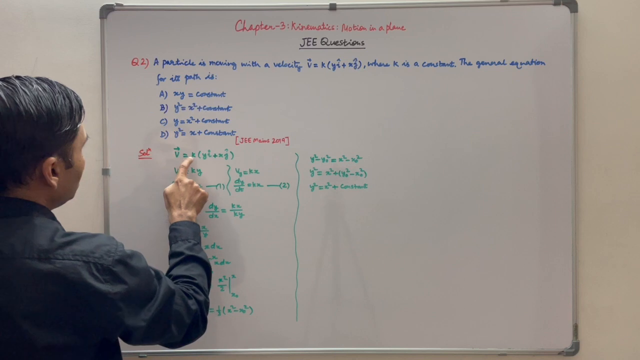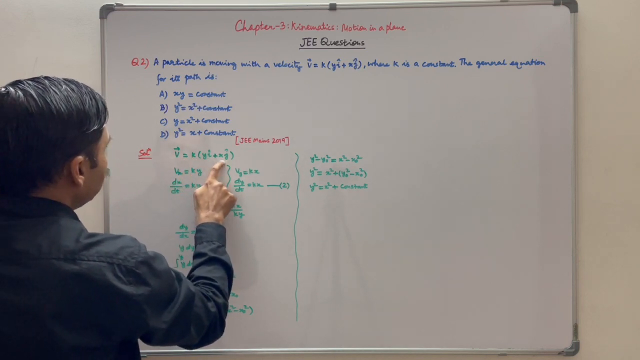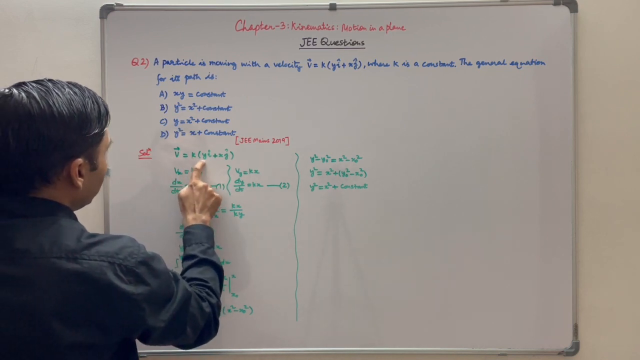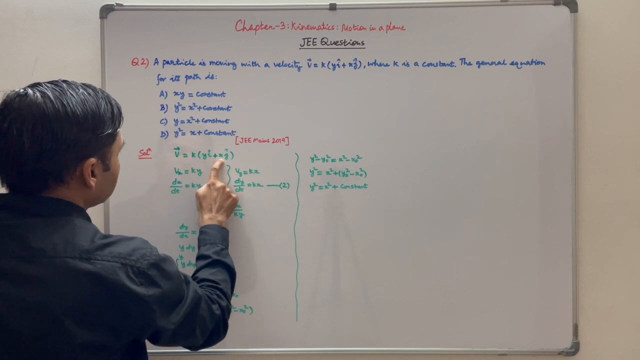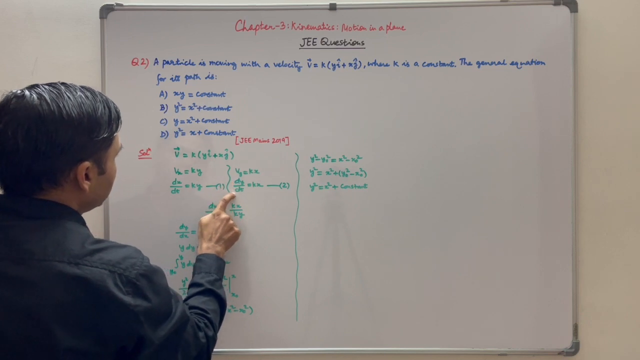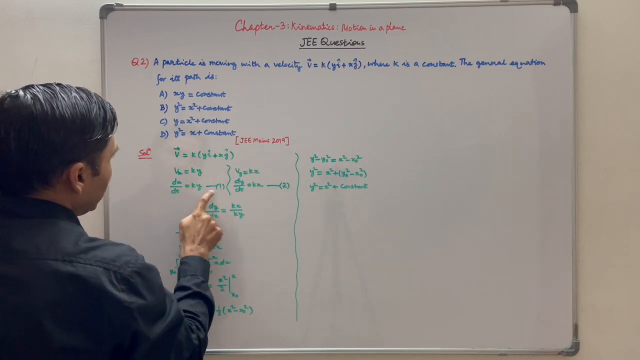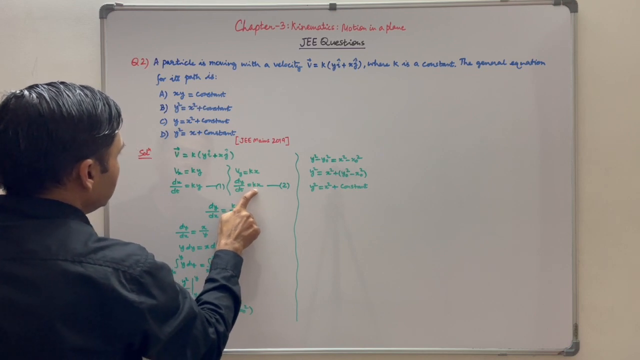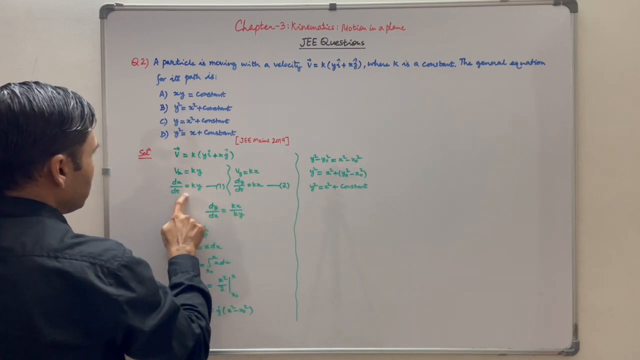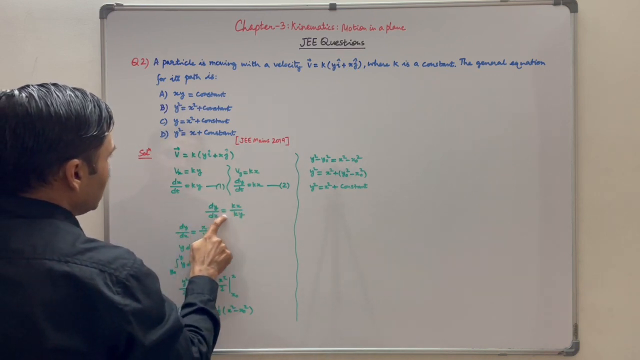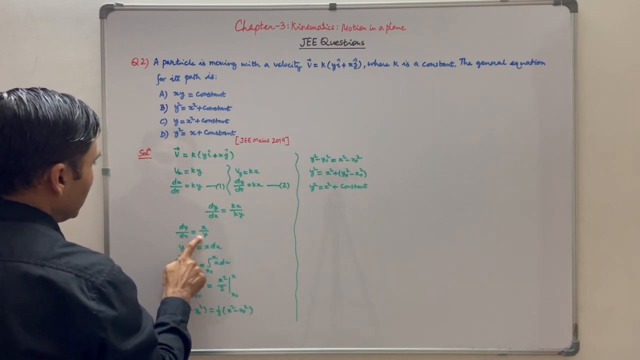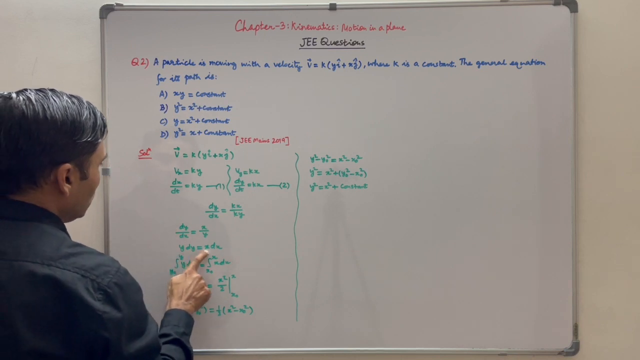Given that v is equal to k times (yi plus xj), it is made of two components, vx and vy. Vx is equal to ky and vy is equal to kx. Vx we can write as dx by dt and vy we can write as dy by dt. So dx by dt is equal to ky and dy by dt is equal to kx. This is our first equation, this is second equation. Now divide the second equation by the first equation, we get dy by dx equal to kx upon ky, that is dy by dx equal to x by y. Cross multiply, so y dy is equal to x dx.